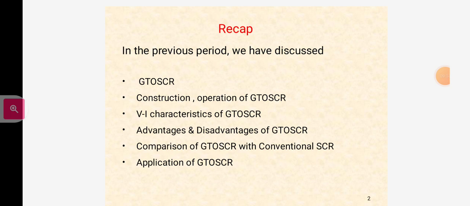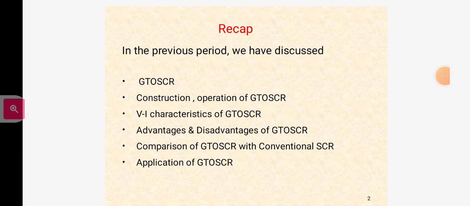When a negative gate signal is applied, the excess carriers are drawn from the base region of the PNP or NPN transistor, and the collector current of the PNP transistor is diverted to the gate. Thus, the base drive of the NPN transistor is removed, and this in turn removes the base drive of the PNP transistor, and turn off is achieved.